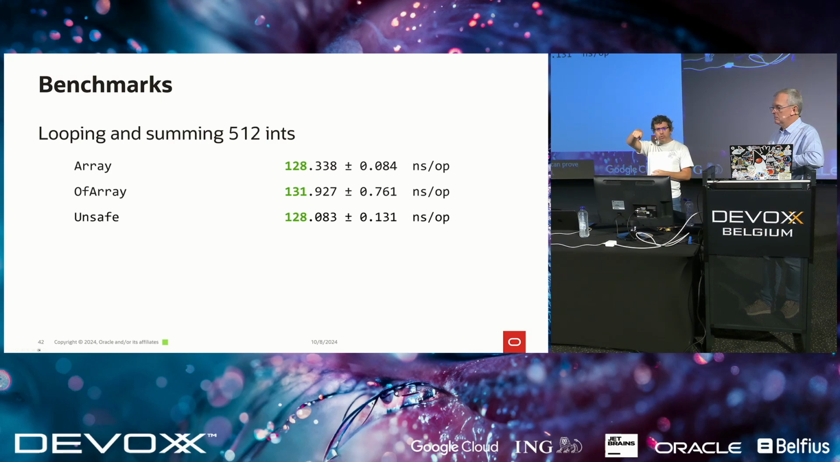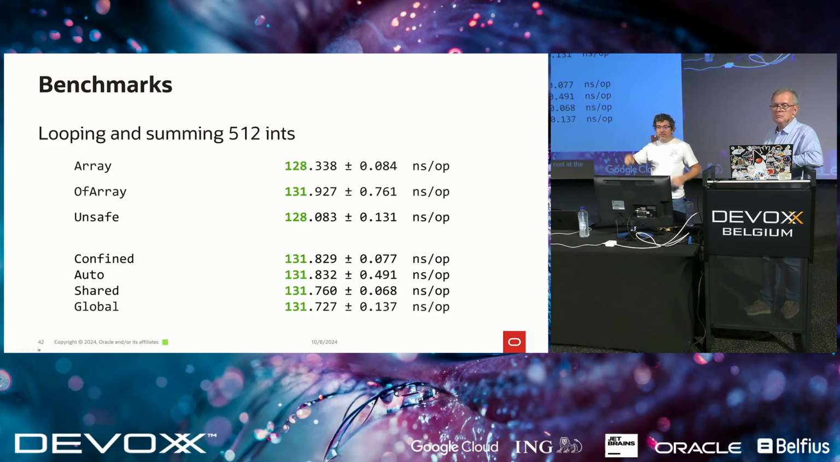If you take a look at off-array, you see that it costs a little more, but what you cannot see, because we haven't shown it, is that if you change the size, you will see that it's a fixed cost. Basically, you have a cost, but not inside the loop. You have a fixed cost at the beginning before the loop. And with the other memory segments, you can see that it's exactly the same cost, independent of the arena you are using.